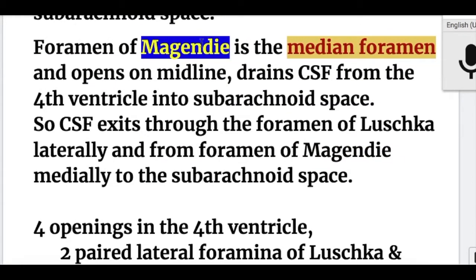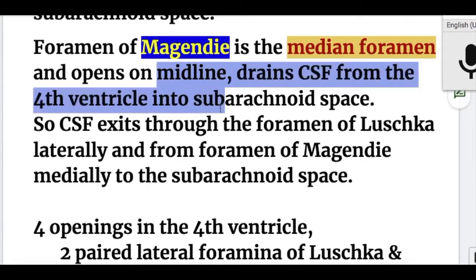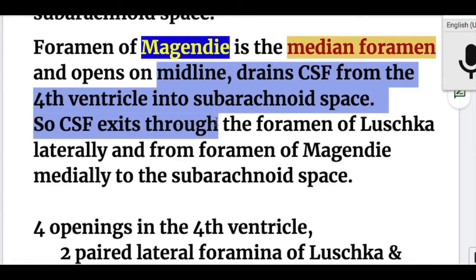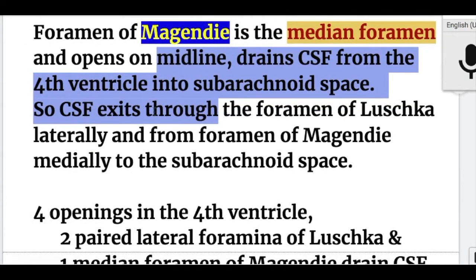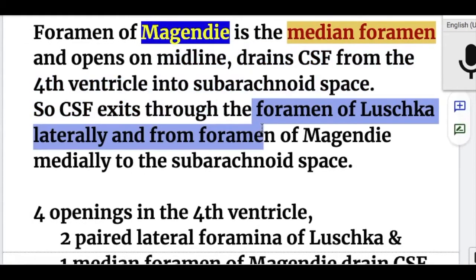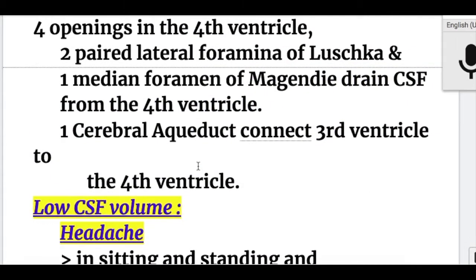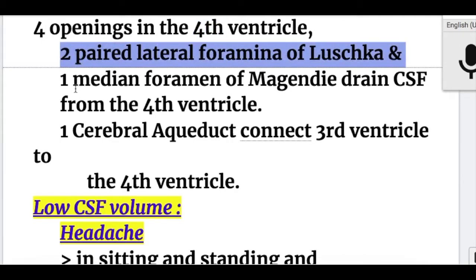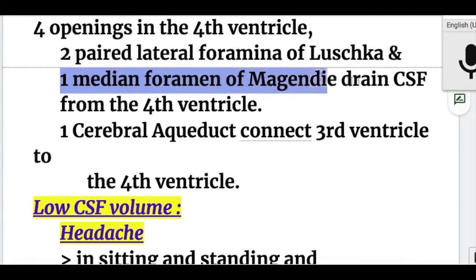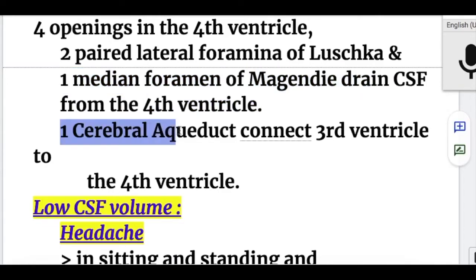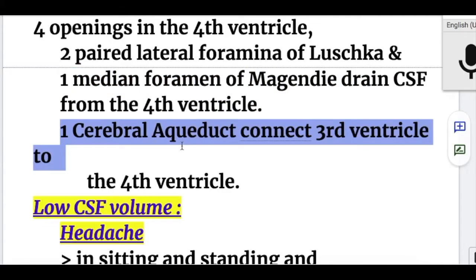Foramen of Magendie is the median foramen and opens in the midline, and CSF from the fourth ventricle flows into the subarachnoid space. So CSF exits through the foramen of Luschka laterally and the foramen of Magendie medially into the subarachnoid space. So there are 4 openings in the fourth ventricle: 2 lateral foramina of Luschka, 1 median foramen of Magendie, and 1 cerebral aqueduct that connects the fourth ventricle to the third ventricle.